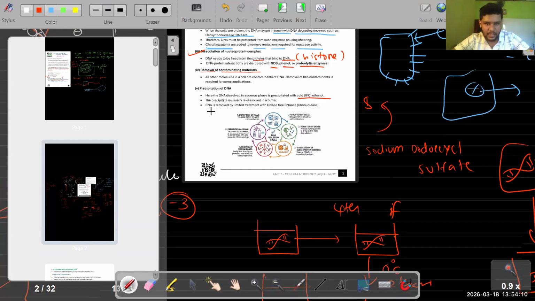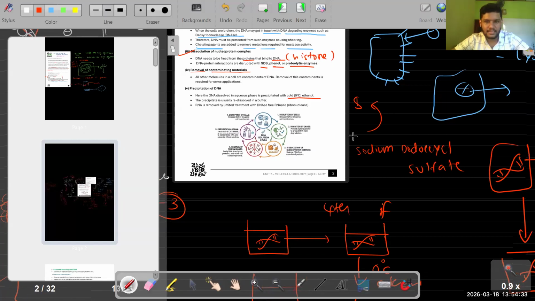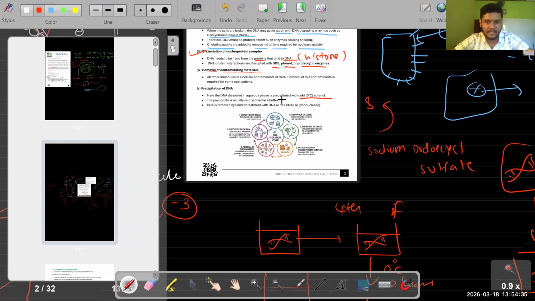Last point. RNA is removed by limited treatment with DNase-free RNase. If there is any RNA present, it can be removed by limited treatment with DNase-free RNase. What is meant by that? Now you would ask, won't the RNase react with the DNA molecule? No, they are specific, right?